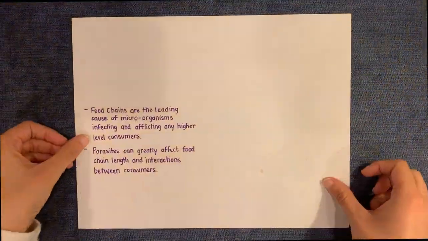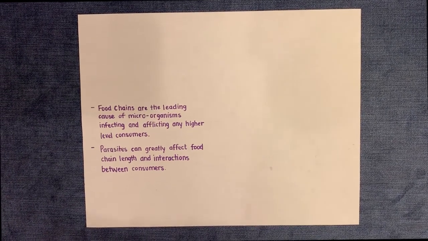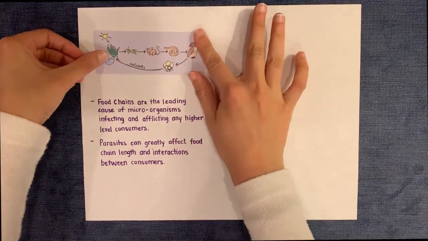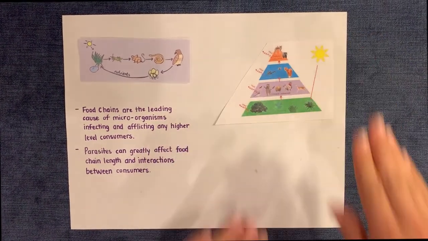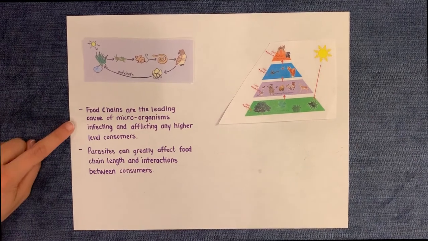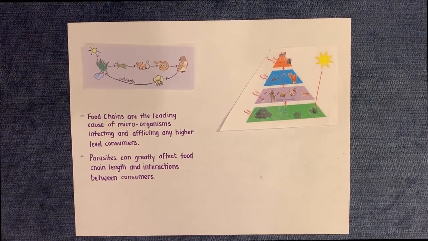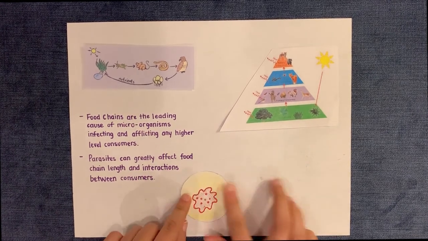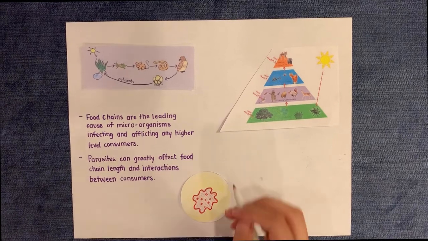It can be seen that a small microorganism can ultimately affect higher trophic levels and consumers through the process of dietary consumption. Without the food chain and trophic levels themselves, this type of effect would not have taken place. Food chains are the leading cause of microorganisms infecting and afflicting any higher level consumers. Parasites can greatly affect food chain length and interactions between consumers.